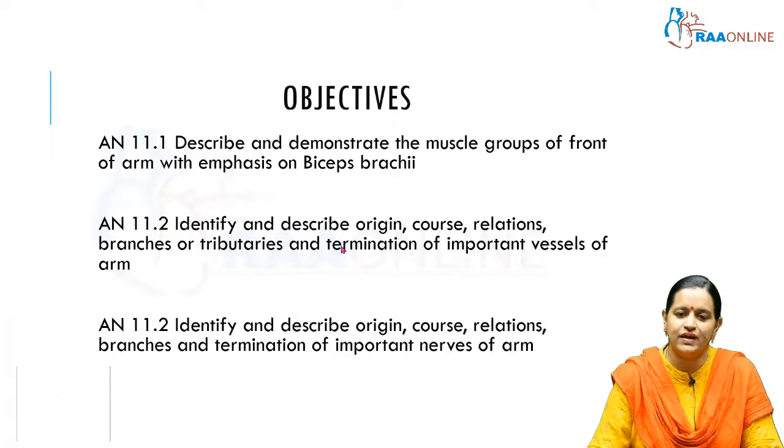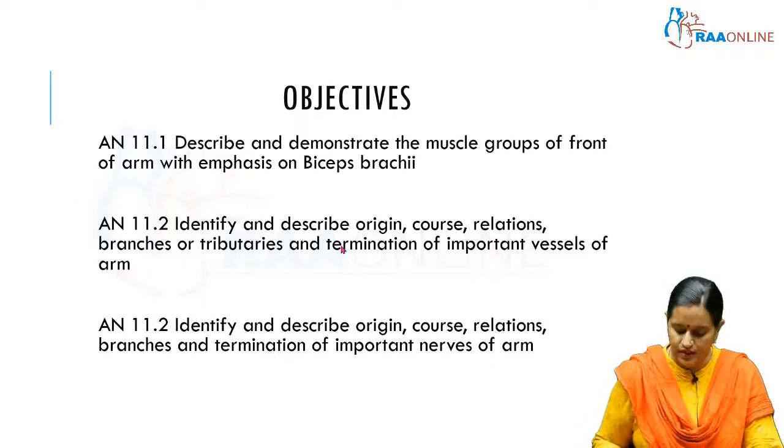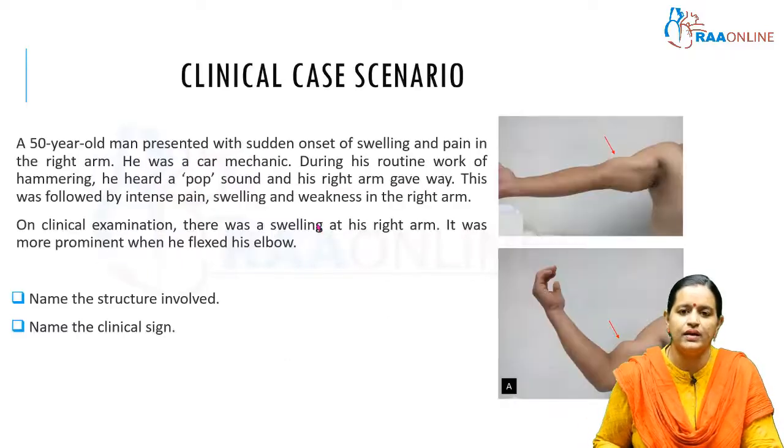The objectives of curriculum-based medical education which we are going to deal today are: describe and demonstrate the muscle groups of front of arm with emphasis on biceps brachii. Identify and describe the origin, course, relations, branches or tributaries and termination of the important vessels of arm. Identify and describe the origin, course, relations, branches and termination of important nerves of arm. So, we'll deal with this one by one.